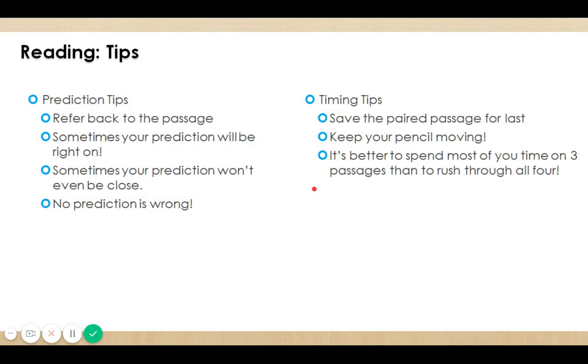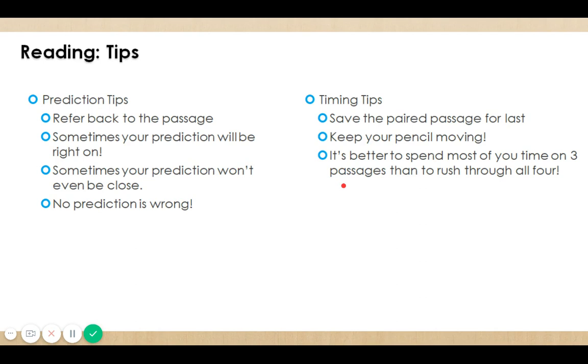Some tips for reading. For predicting, you want to refer back to the passage. There are several ways you could predict using your annotations. You can predict if you remember stuff when you read from the passage, and then sometimes they're nice and give you line numbers, and you could use those to refer back. Sometimes your prediction is going to be right on. Sometimes it's not even going to be close, but hopefully your prediction can help you eliminate answer choices.